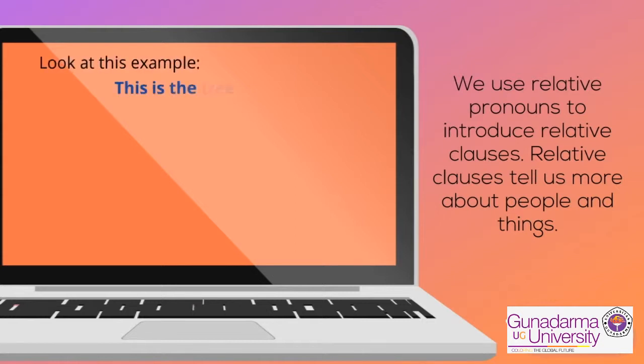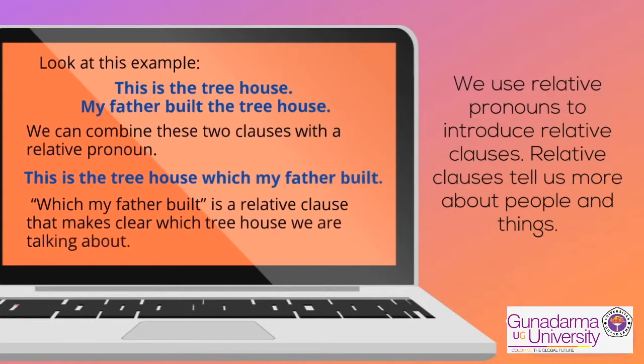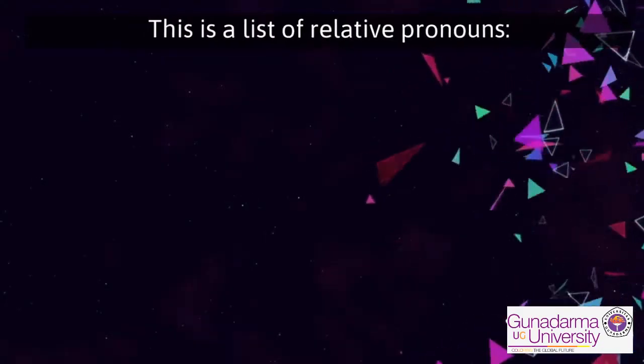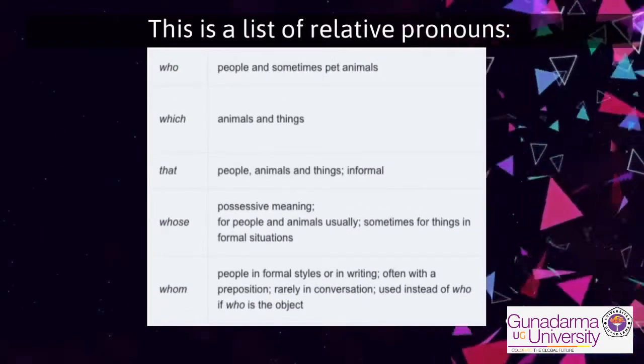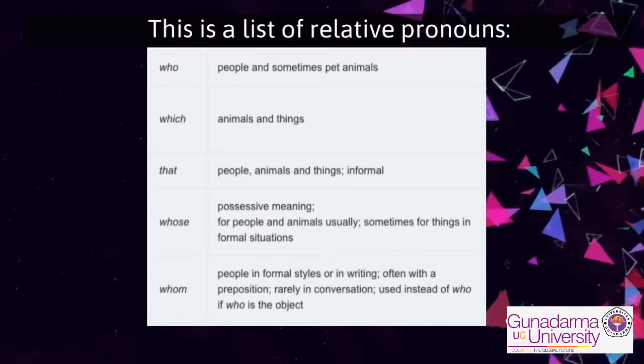For example, this is the tree house. My father built the tree house. We can combine these two clauses with a relative pronoun. This is the tree house which my father built. "Which my father built" is a relative clause that makes clear which tree house we are talking about. This is a list of relative pronouns: who, which, that, whose, and whom.